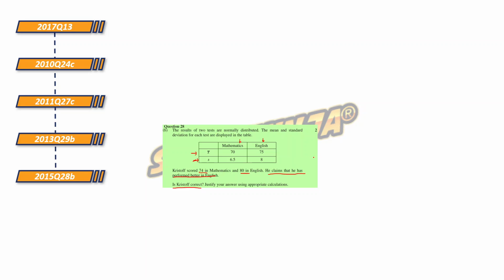You need to figure out that it is asking you about Z score because it's a relative performance between two things. So essentially the question is asking you to determine the Z score of maths and English and tell me whether the Z score of English is higher than the Z score of maths. That's when English would be better than maths. So straightforward, use the formula, calculate the Z score and tell whether the claim is correct or not.